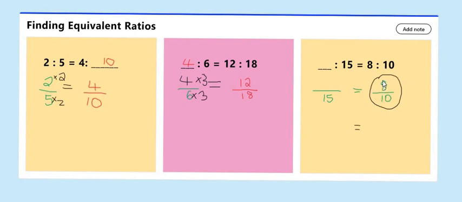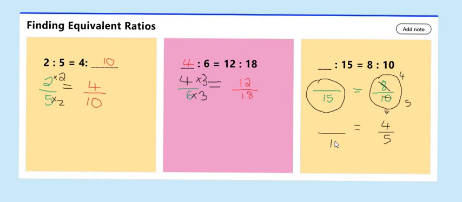Dividing both by 2 gives me 4 over 5. So I simplified it. I said 2 into 8 goes 4 times, 2 into 10 goes 5 times. Now I can rewrite this ratio here.